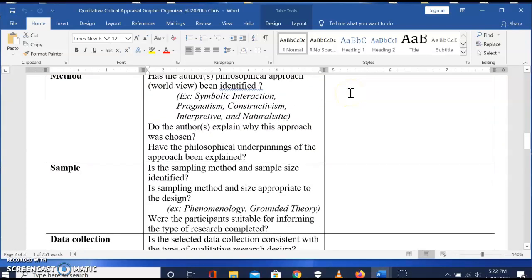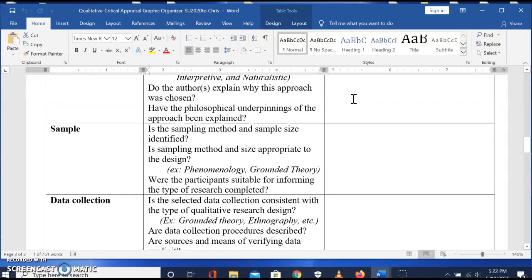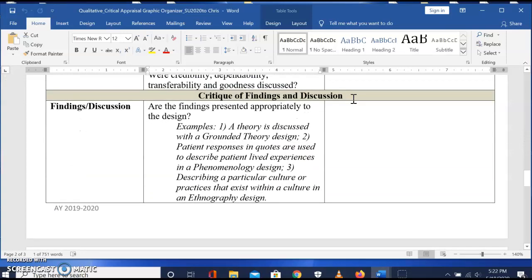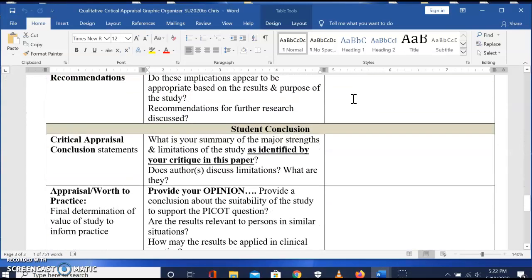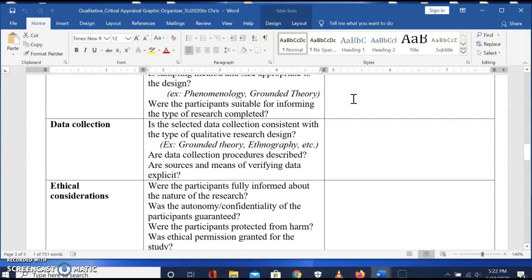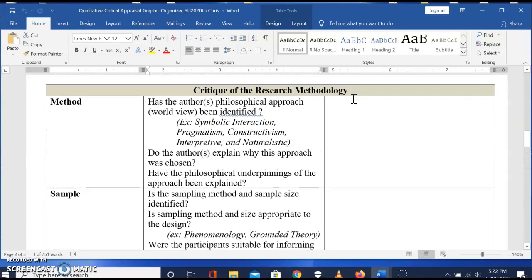Now we're getting into the area where your article may have different sections, such as the methodology, and then the findings and discussion, the implications and recommendations, and the conclusion. So some of the things in here are important. For the methodology, we want the authors of a qualitative study to define and describe their philosophical approach. So a philosophical approach is the way someone looks at the world, views the world, and looks at reality, and how do they study things?